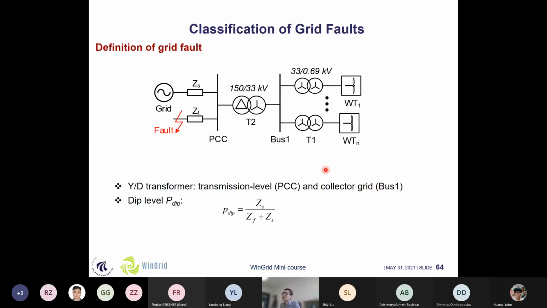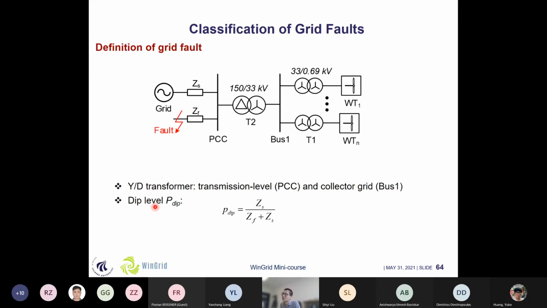If we take a look at the general configuration of this wind turbine or wind farm system, here you can see that at the turbine nacelle, we have this step-up transformer, changing from low voltage to medium voltage. And in between, we have a central transformer, which means we transfer from medium voltage to high voltage. Normally, we need to have these YD transformers in between. And if a fault happens close to the PCC, first of all we need to have a definition of the dip level.